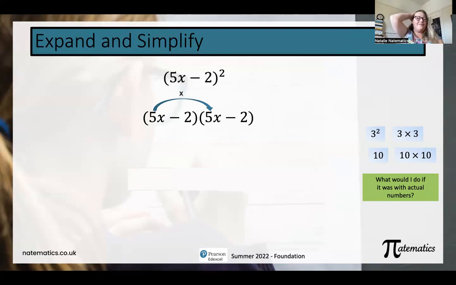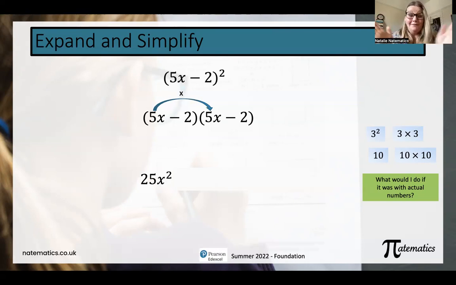I have applied the smiley face rule here. You may just do it automatically in your head. You may use FOIL: first, outer, inner, last. You may use the grid method, 5x minus 2 on one side, 5x minus 2 down the side. As I say, I've done the smiley face one. It's one that I know a lot of students recognise, because eyebrows are obviously a key thing in today's society with your makeup and everything.